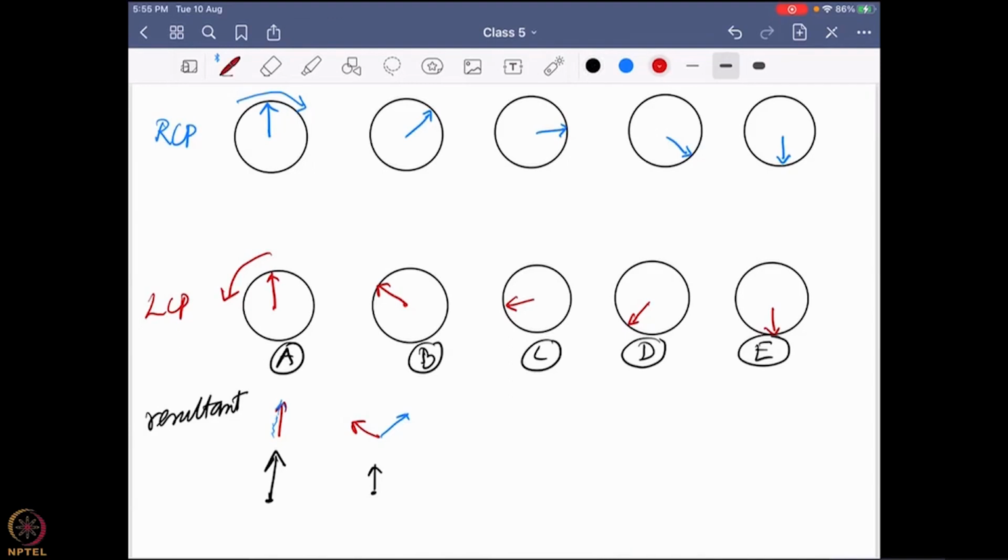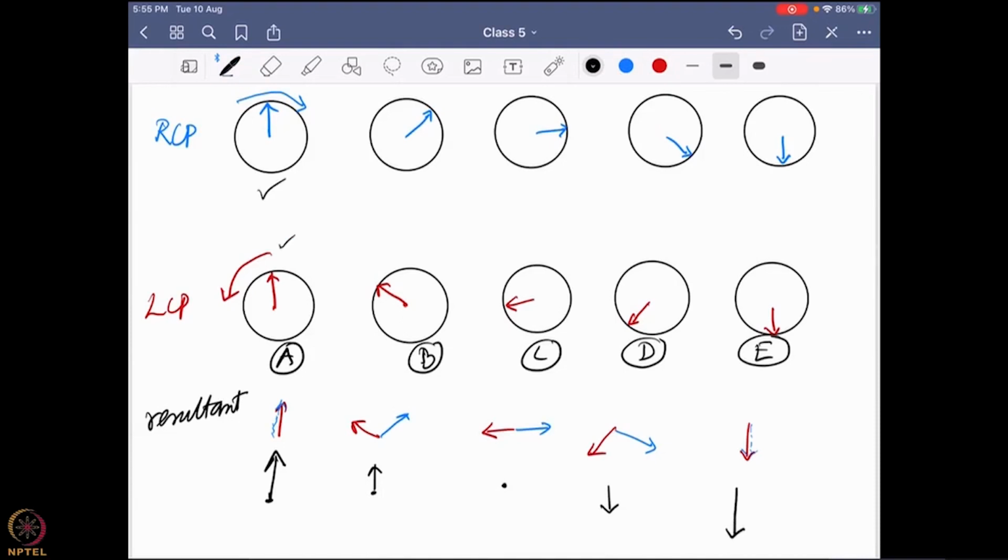Whereas in point C, they're exactly opposite to each other. So the resultant will be 0. They'll be cancelling each other out. And then they go to the next position where both of them are in downward motion. So the resultant will also be on the downward side. And in the last one, they are exactly in the same direction. So this is how it is going to look. So take a look at that.